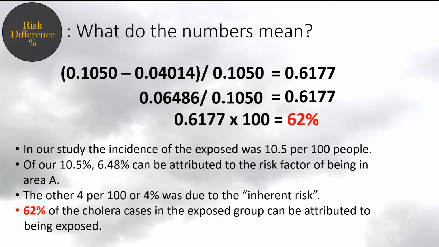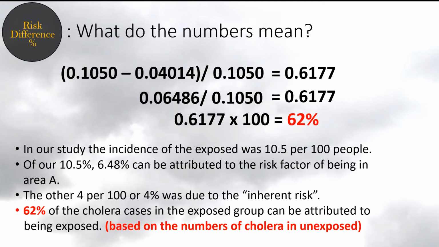Consequently, 62% of the cholera cases in the exposed group can actually be attributed to being exposed in the first place, when taking the inherent risk of the non-exposed into account, because they're already getting cases, so we're taking the inherent risk of the non-exposed into account here. So this is based on the numbers of cholera in the unexposed.